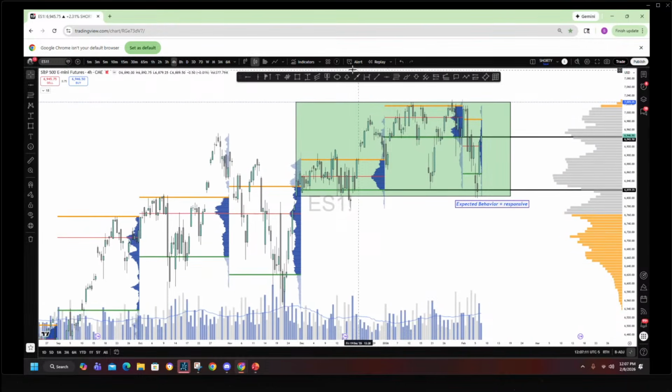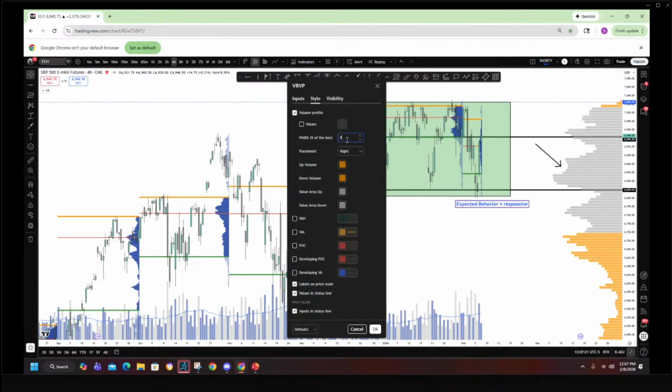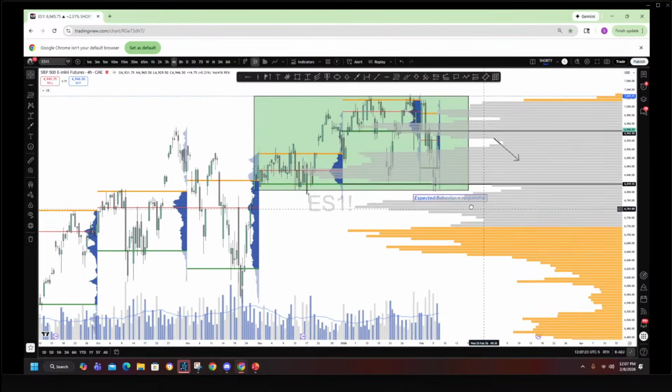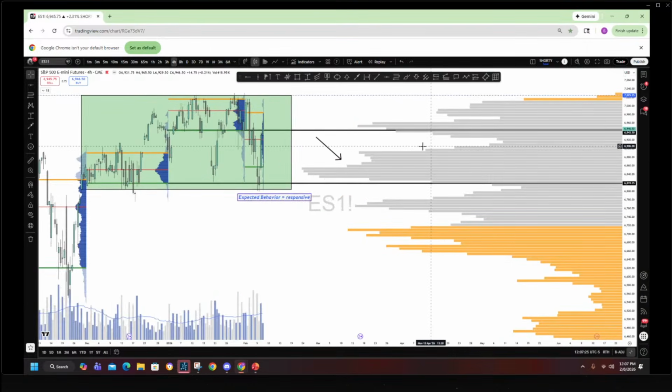So HVNs, right, and I'm just injecting some of the words or definitions here. This is your HVN, right? This is where you have a high volume node. So if you struggle to see it here, now you'll be able to see it, right? You see how much it sticks out. There's a lot of volume here.